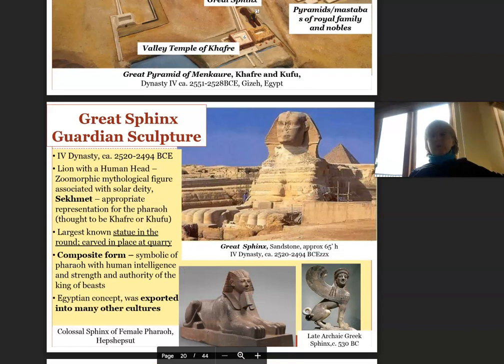The Egyptians made monumental sculpture. You can see this in the Great Sphinx. You'll find this in Cairo. The Sphinx is a lion's body with a human head. So this composite form was symbolic of the pharaoh with human intelligence, but the strength of the beast.